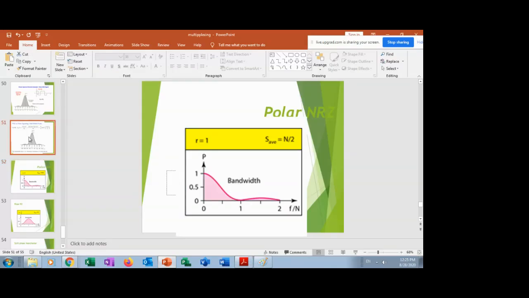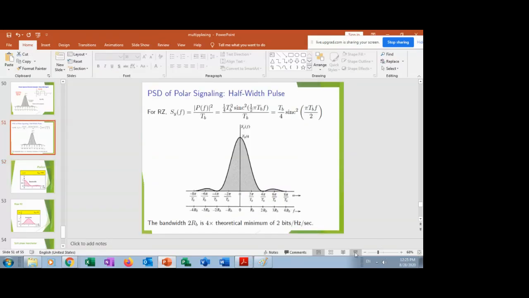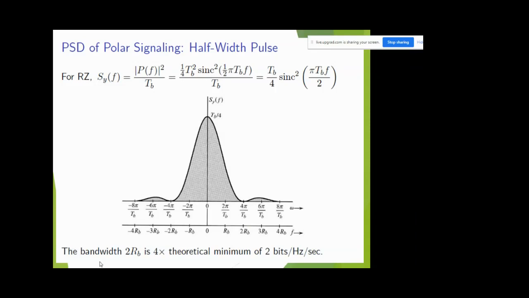Yeah, so what you have to understand here, initially we derived the common equation. Which common equation? The power spectral density. So what is that common equation? S of f is equal to mod of P of f whole square divided by TB. Okay. Now, this P of f is nothing but what? The Fourier transform of the single pulse.